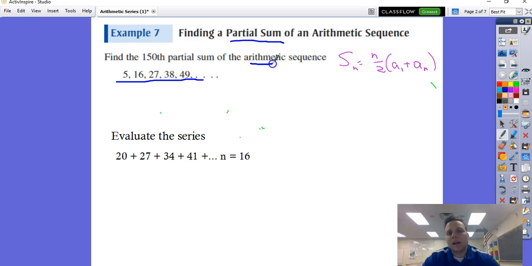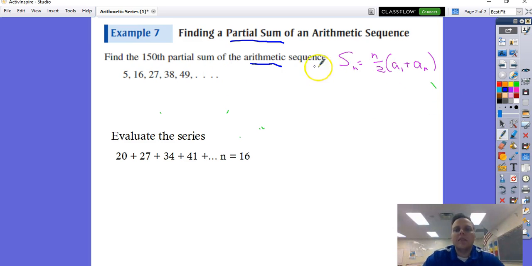And it says it's arithmetic. This only works when it's arithmetic, okay? So I need to add the first 150 numbers together. I don't even know the first 150 numbers. So it's not like I could just grab a calculator and keep adding on forever. You definitely can, but I don't want to. That seems excessive. All right, so instead we're going to use this formula.